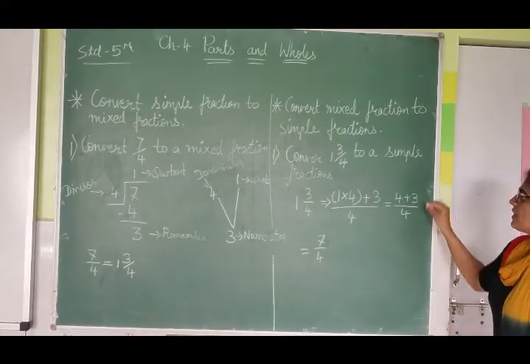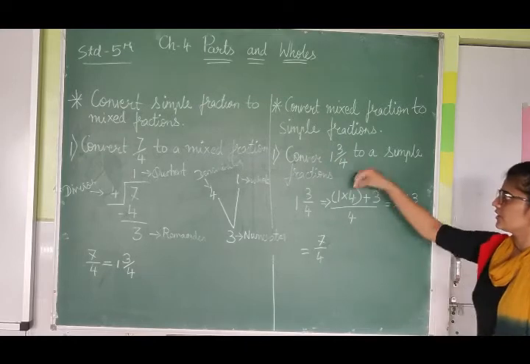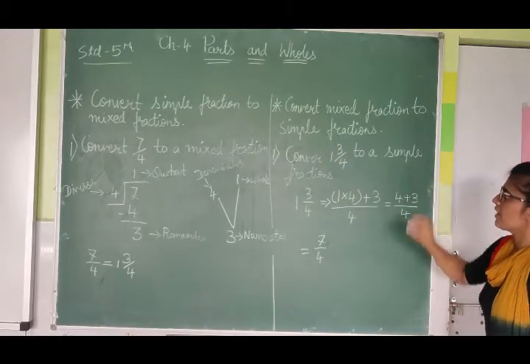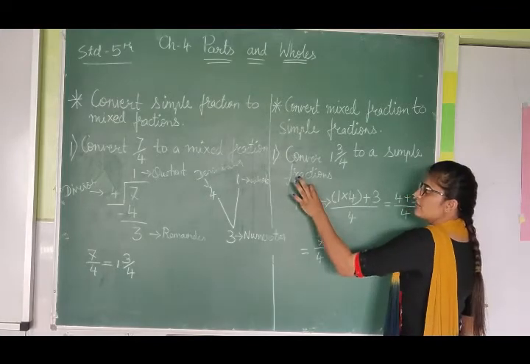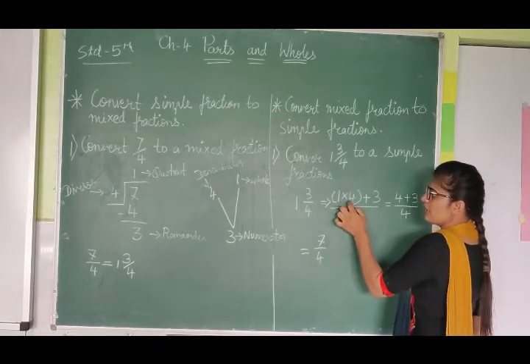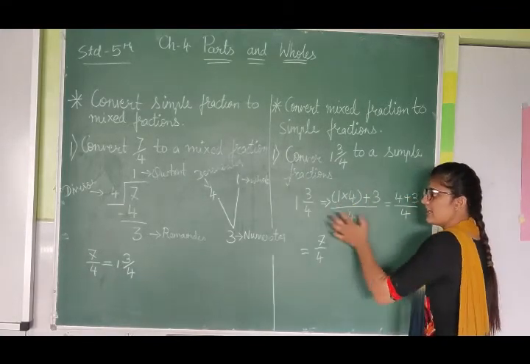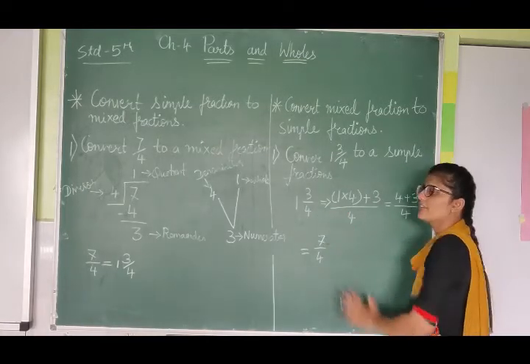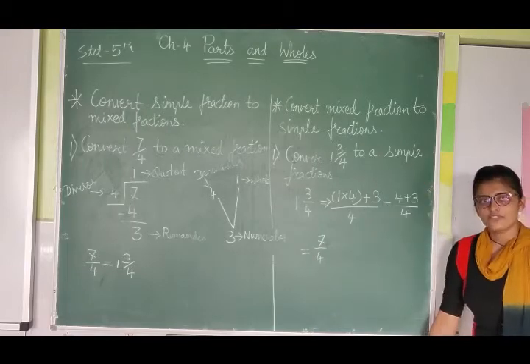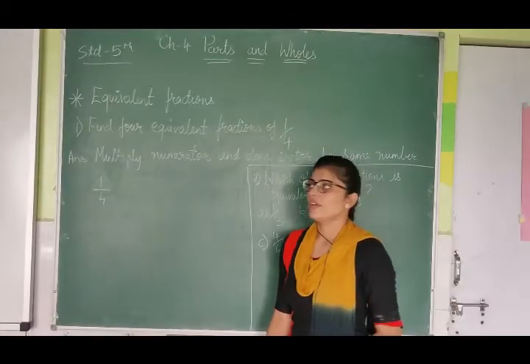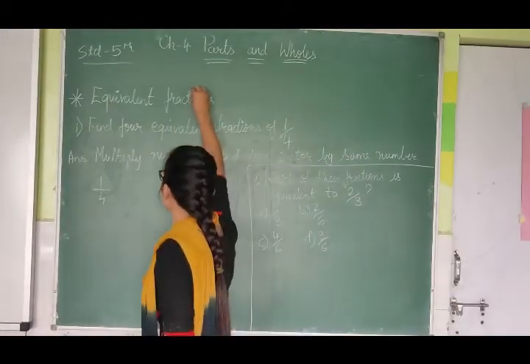So whenever a mixed fraction is given to you and you have to convert it into the simple fraction, simply you have to multiply these two numbers and add to the numerator. So 1 multiplied by 4 plus 3 and divided by 4, the denominator will remain as it is in the simple fraction and as it is in the mixed fraction. Equivalent fractions. This is a new topic.